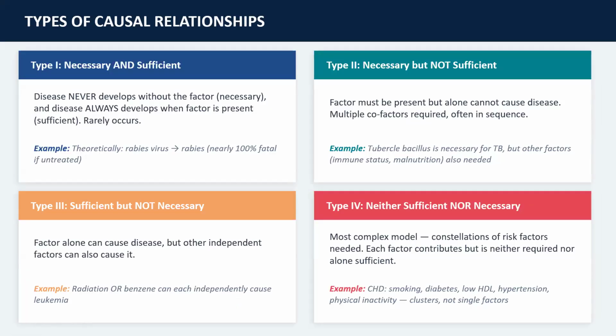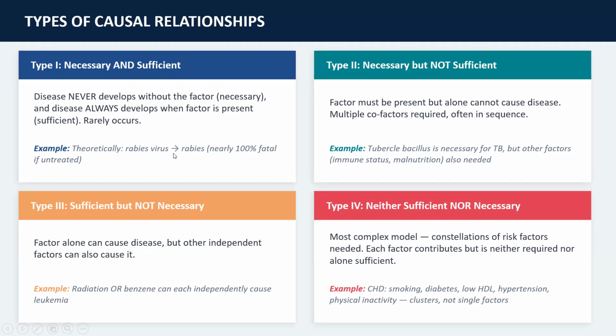So, next are the types of causal relationship. Type 1 is necessary and sufficient. Type 2 is necessary but not sufficient. Type 3 is sufficient but not necessary. Type 4 is neither sufficient nor necessary. So type 1, which is necessary and sufficient: disease never occurs without the factor, and disease always occurs when the factor is present. This rarely occurs.